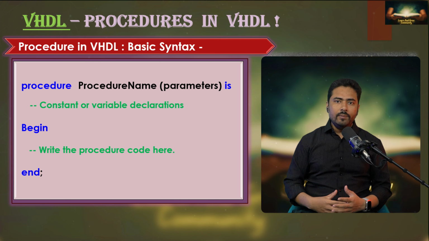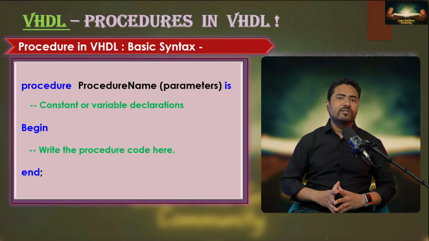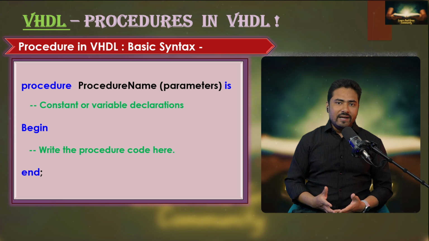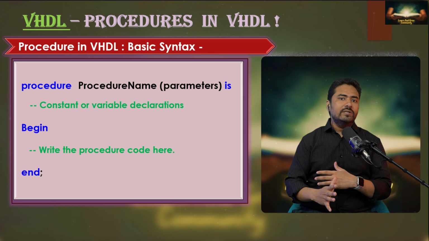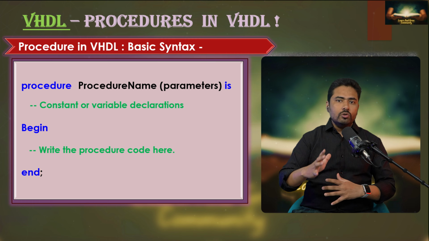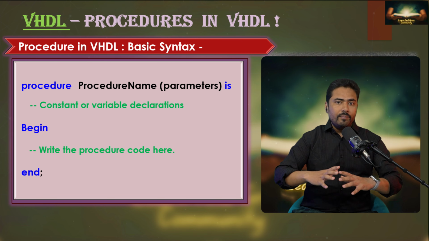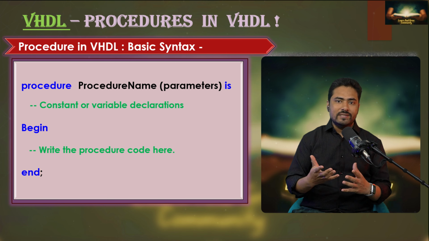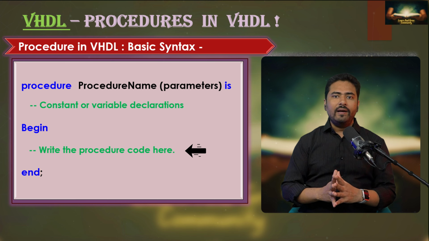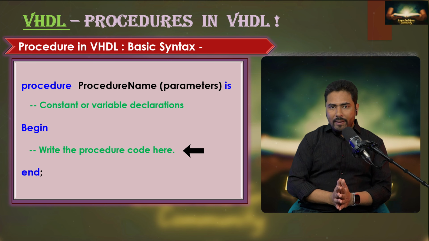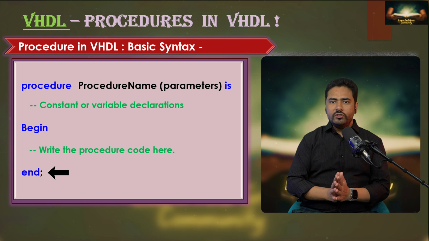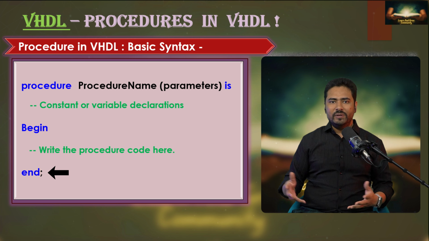Before the begin keyword, we declare all the necessary variables and constants. Procedures do not keep their variable values between executions, just like VHDL functions. They are reinitialized each time the procedure is called. So, in short, procedures also do not store or keep any data after finishing their execution. After the begin keyword, we write our VHDL code to implement the desired functionality, and at the end, we end the procedure with the end keyword as normal.